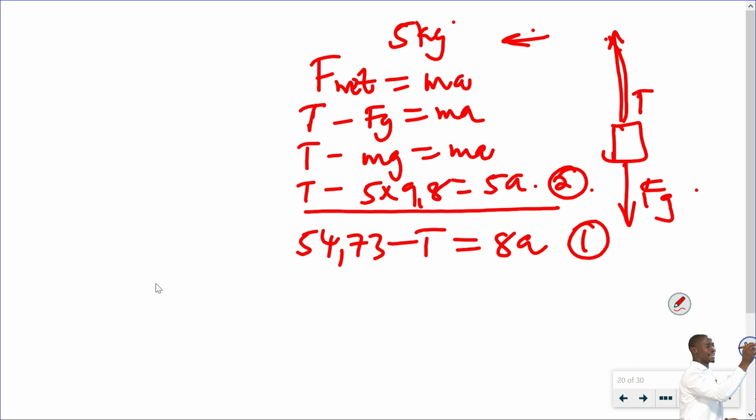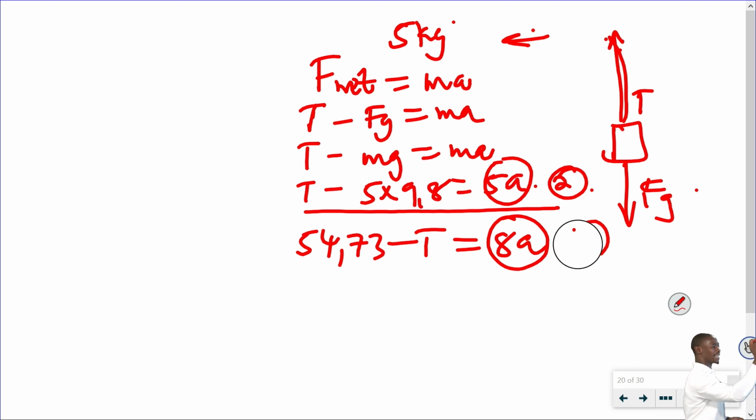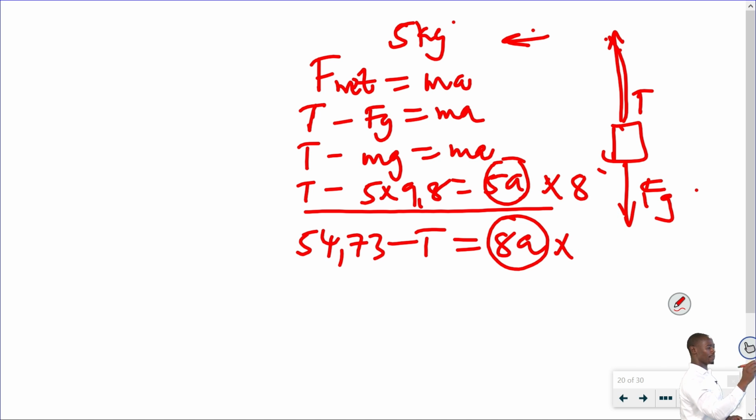You can see that here I'm having 5, and then here I'm having 8, right? So for me to be able to eliminate this, I cannot say this minus that, okay? So what I need to do is to make sure that the acceleration is equal in both equations. How am I going to do that? Multiply this one by 8 and multiply this one by 5. So if here I was having 2, and here I was having 3, I was going to multiply that by 3 and then multiply this one by 2.